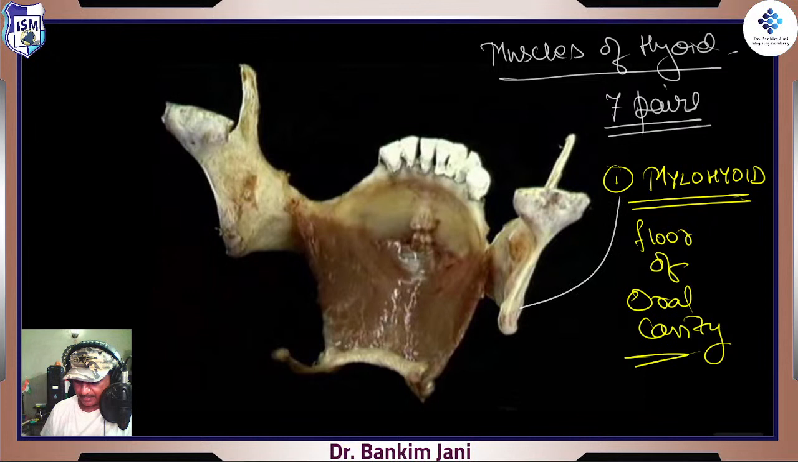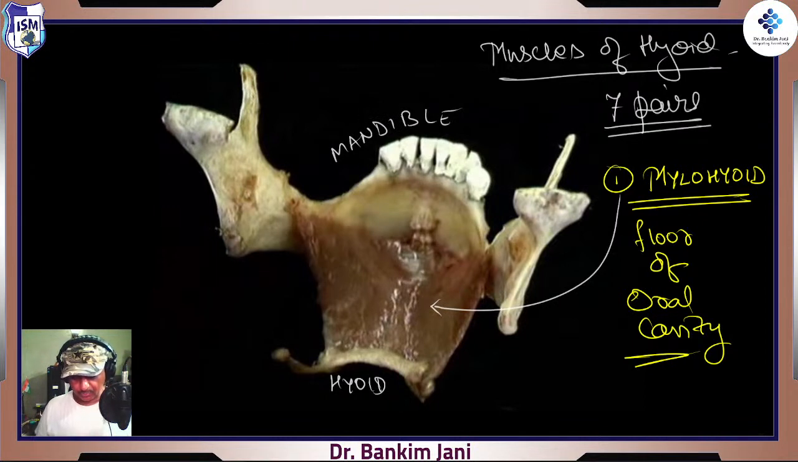And this is the muscle. This one is the hyoid bone, right? That one is the mandible, right? So that's how the mandible and the hyoid bone are, so this is how it is there.